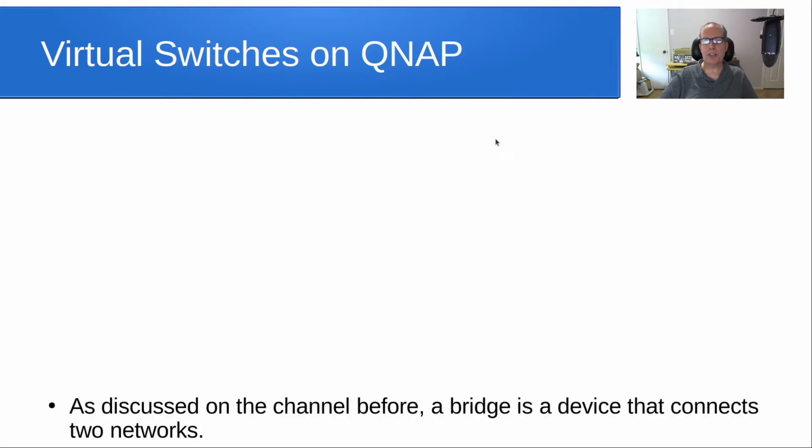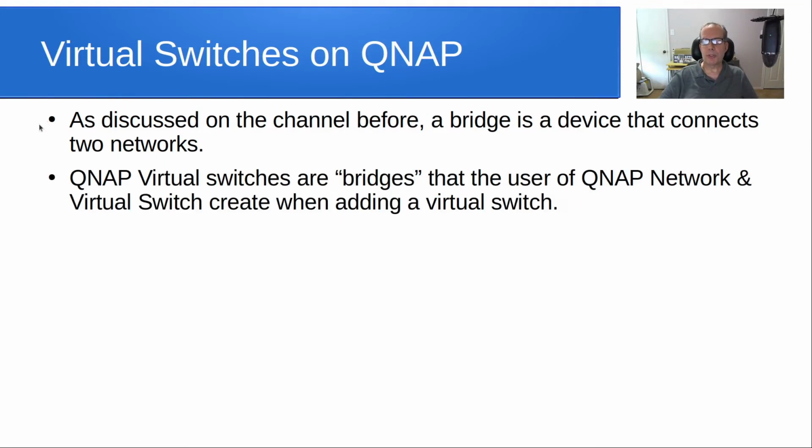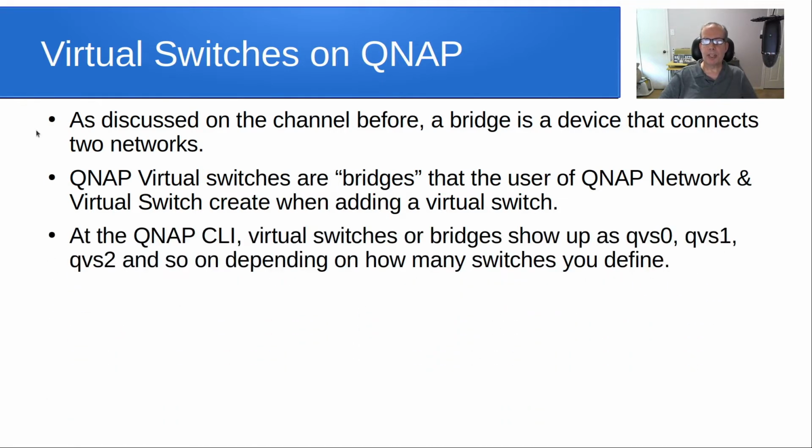So QNAP has these things called virtual switches, and as discussed on the channel before, a bridge is a device that connects two networks. That's a fundamental definition that we've been reviewing. And QNAP virtual switches are bridges that the user of QNAP Network and Virtual Switch creates when adding a virtual switch. So virtual switch and bridge, you can use those terms interchangeably. And at the QNAP CLI, virtual switches or bridges show up as devices QVS0, QVS1, QVS2, and so on, depending upon how many virtual switches you define on your system. And there's not necessarily a one-to-one relationship between the physical ETH devices and the virtual switches named QVS.